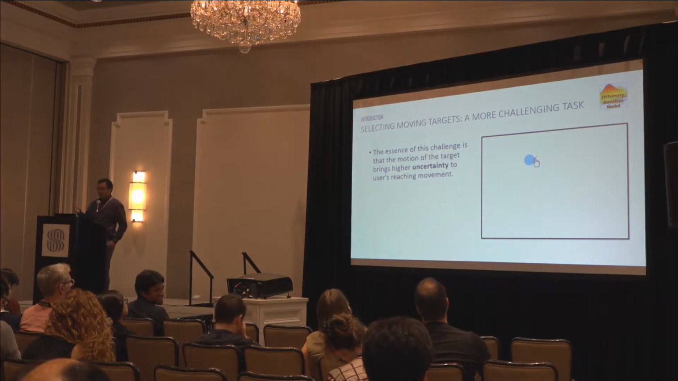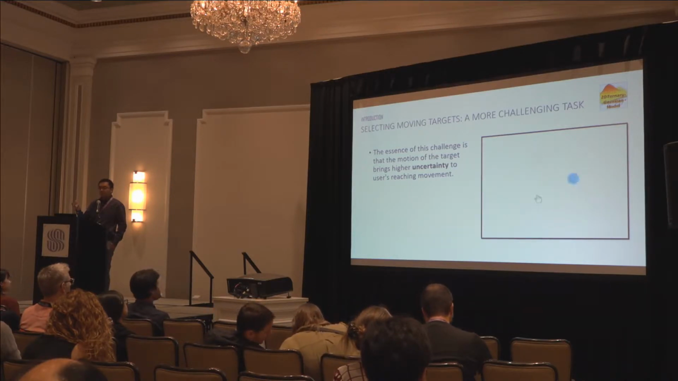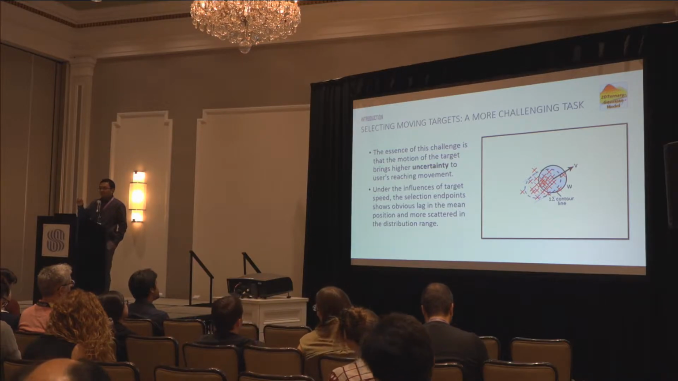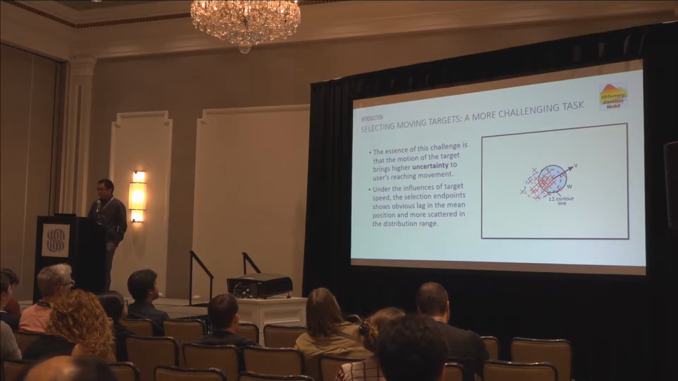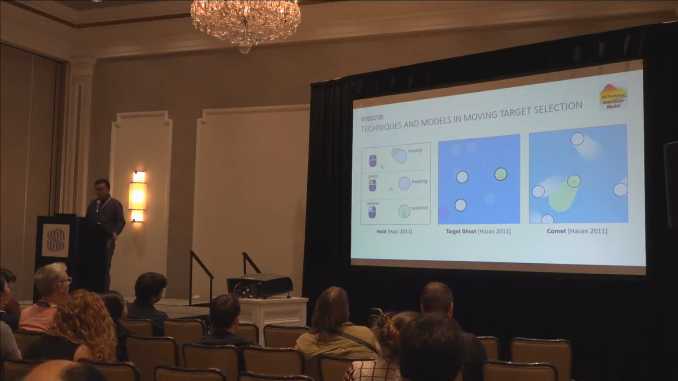Let's dive a little bit deeper into this problem. The essence of the challenge is that the motion of the object introduces a lot of uncertainty for when you reach the object, and the movement also causes problems for selection. Here is the endpoint distribution for selecting a moving object. One obvious pattern you may notice is that the mean of the endpoint distribution lags behind the center of the target. That's due to the moving object effect. It also results in a wider spread of the endpoints.